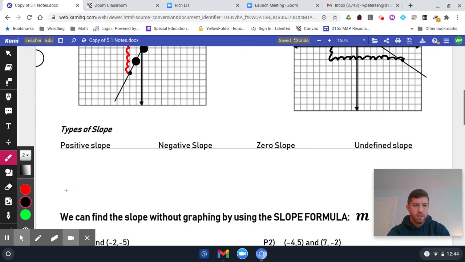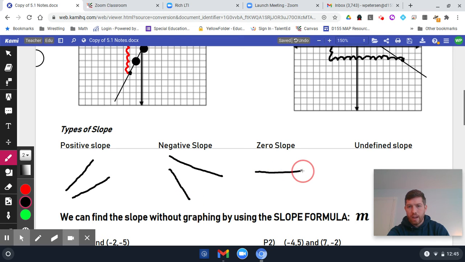So remember, positive slopes are any type of line that goes from left to right up. Negative slopes are any type of line that goes downhill. A zero slope is a flat line that is zero fun, right? So zero fun, it's completely flat. And undefined means pretty much impossible, where it is straight up and down.